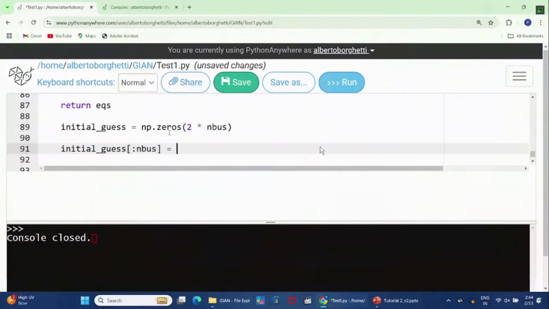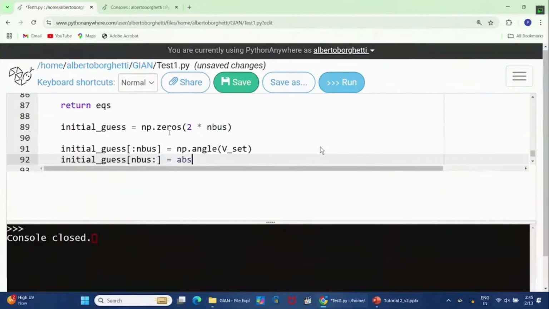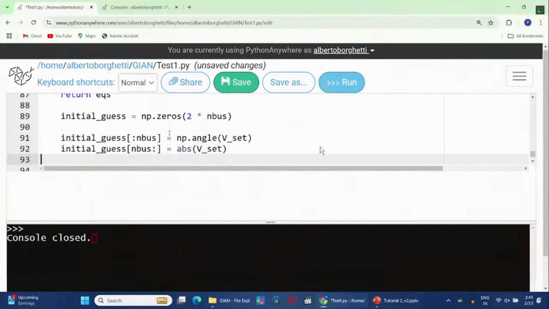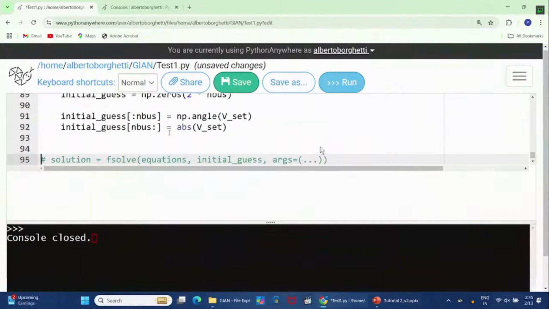We can also say that it is equal to np.angle of V set, but we have put 0 for all the imaginary part of V set. And the initial guess, the last n bus elements, so we start with n bus column, is equal to the absolute value of V set. Any doubts until now? So we have almost everything.